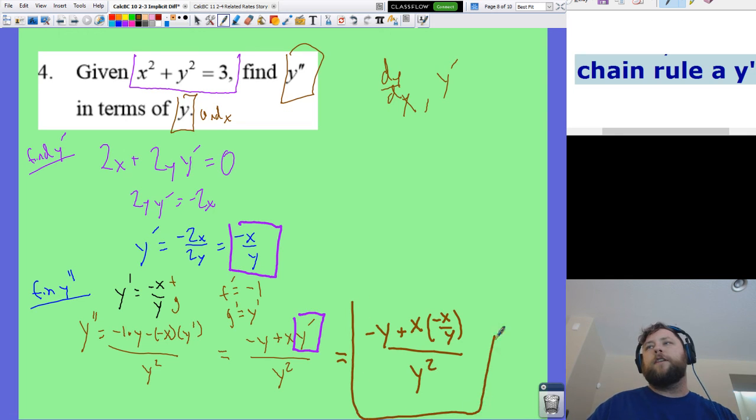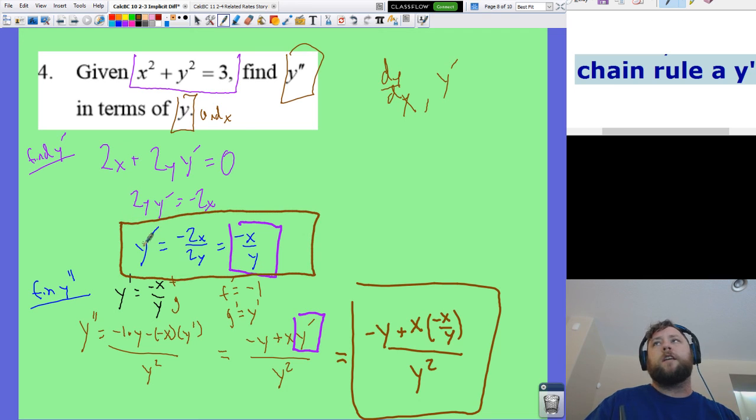You can simplify this and clean it up, but that's the idea. You're not going to leave y primes in the answer when you do the second derivative in implicit differentiation. You're going to substitute it back in using your middle equation that you came up with. All right, and that's it. Stopping right there.